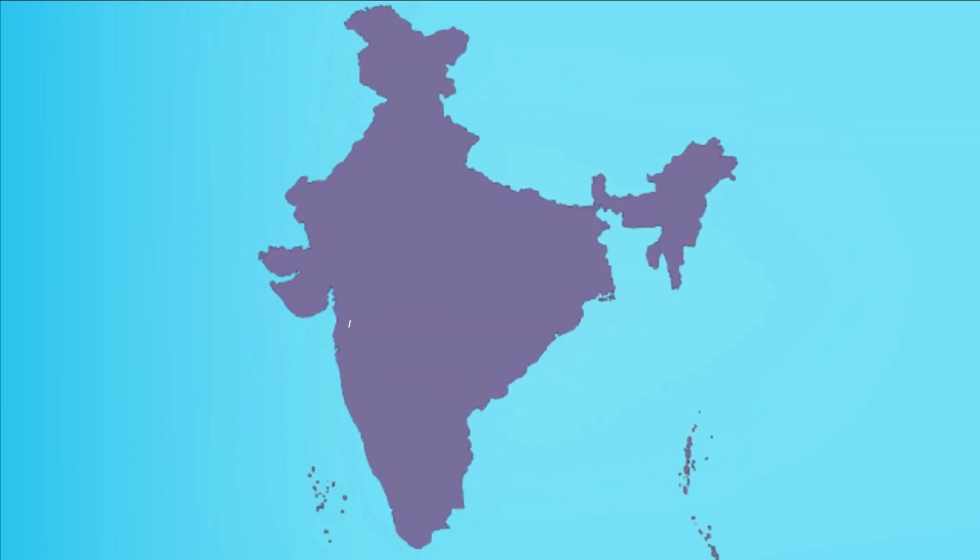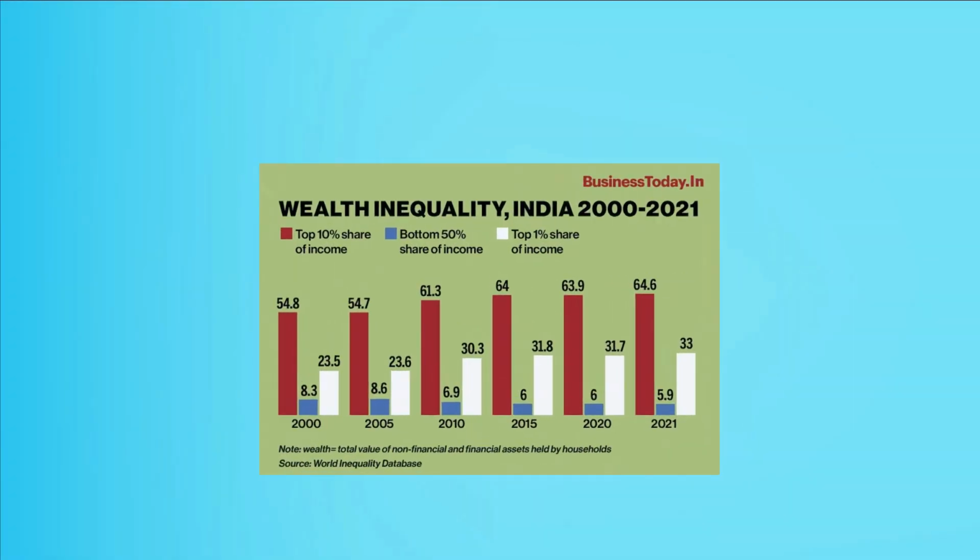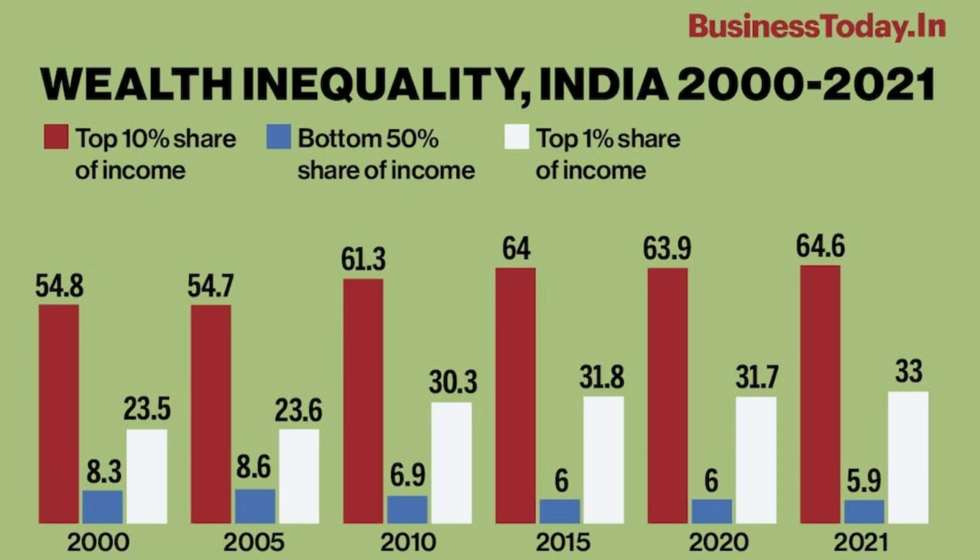Let's understand this within the context of India's GDP growth. As you can see, India's GDP has grown significantly from 1980 to 2020, with rapid expansion beginning around the year 2000. But if you look at the distribution of wealth among different income groups in India over the past 2 decades, top 10% share of income, this group's share of wealth has increased significantly over the years. Top 1% share of income, this group's share has also seen a notable rise.